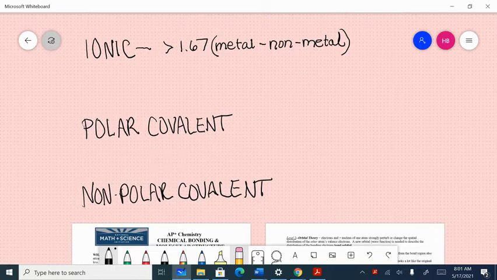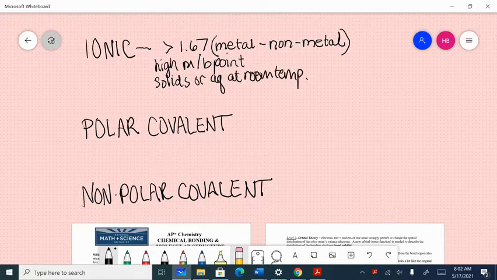So remember, ionic compounds have very high melting points, high boiling points. They are solids at room temperature. They dissolve in water to some degree. Some are insoluble, but dissolve a little bit. If you remember back to KSP, some dissolve completely. So at room temperature, they are either solids or dissolved in water.